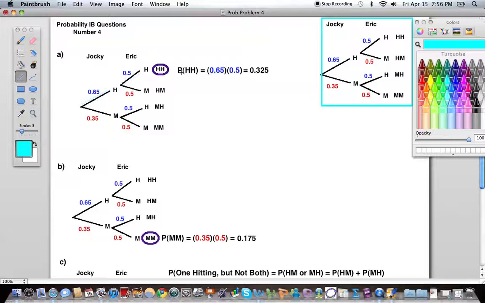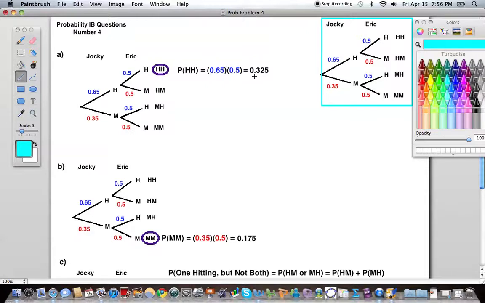So I say the probability of 2 hits, of Jockey hitting and Eric hitting, is equal to 65 hundredths times 5 tenths, so 0.65 times 0.5. And that's going to give us 325 thousandths. Or we can put it into percents and say that this is 32.5%.